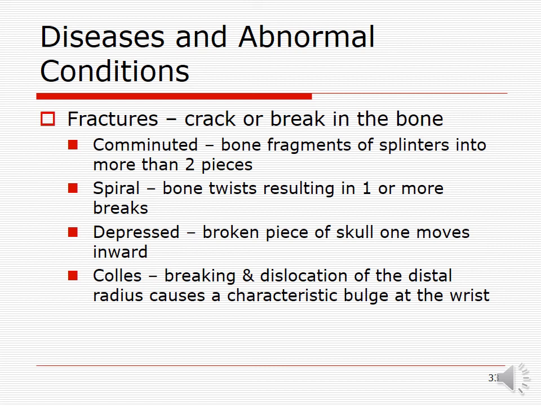A spiral fracture, you'll see a spiral fracture. This results because the bone is twisting in one or more of those breaks. And when we think about a spiral fracture, depending upon what the cause was, that can be a red flag for us. What happened that bone got twisted? But you also see those in skiing and skating accidents. They're pretty common.